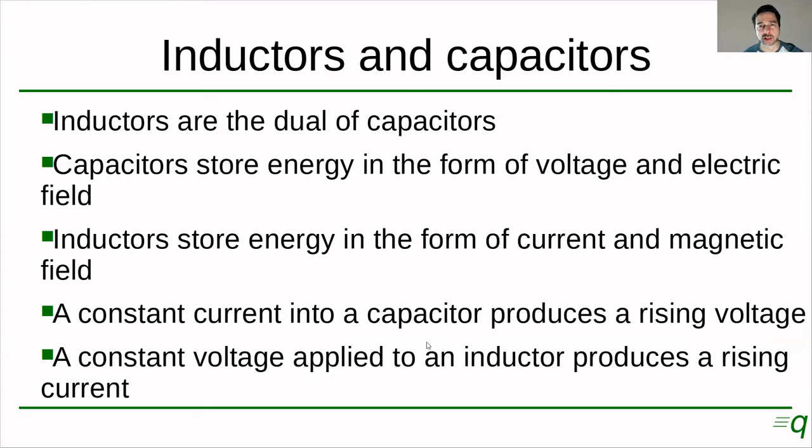Inductors are considered the dual of capacitors. If you recall from our class on capacitors, capacitors store energy in the form of voltage and electric field. Inductors, on the other side, store energy in the form of current and magnetic field. When you put a constant current into a capacitor, that produces a rising voltage, and when you apply a constant voltage to an inductor, that produces a rising current, okay? So they are dual of each other. And many of the behaviors are going to be similar, as we're going to see in the next few slides.